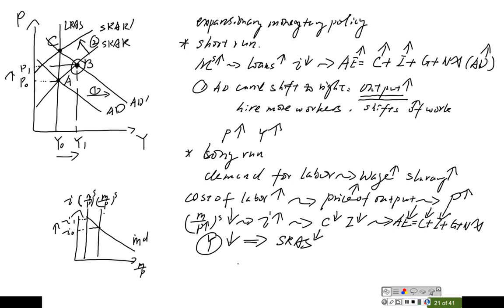Now we can get a conclusion. After the short run aggregate supply curve shifts to the left, we can see from the graph that the price will continue to increase, but at the same time, both from the graph and from this equation, output will reduce. So output will go back to the equilibrium point.